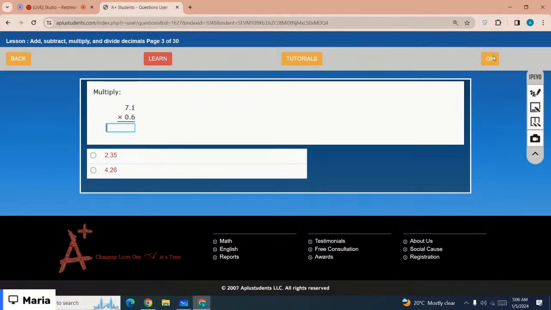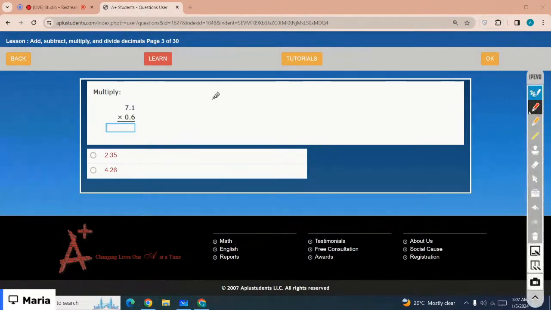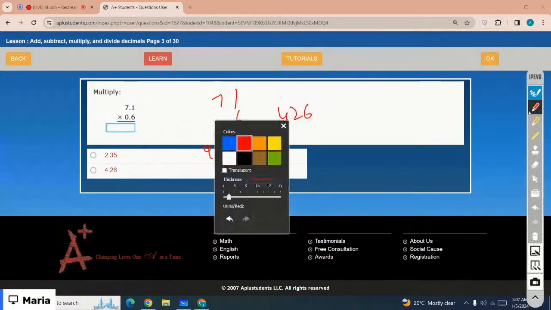Just multiply them without decimals. Both the numbers have one decimal place, so the answer must have two decimal places. When you multiply 71 times 6, 6 times 1 is 6 and 6 times 7 is 42, that is 426. The answer must have two decimal places, so you move the decimal point, and that is 4.26. Yes, that is option number 2. Very good.